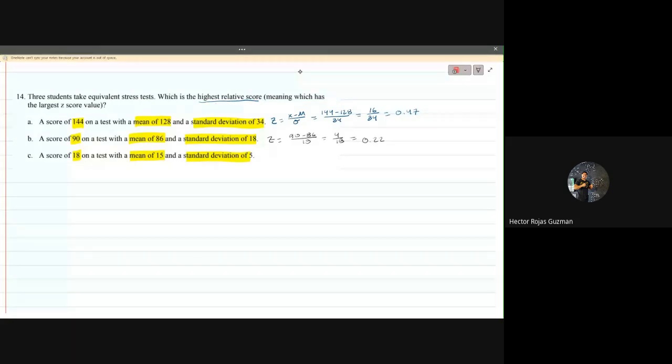And the last student scored an 18, but the mean is 15 and a standard deviation of 5. That would be 3/5, which is 0.60 or 0.6. And there you have it. C, the student who scored an 18 on a test in which the mean was 15 and the standard deviation was 5, that student's z-score is significantly higher than the other ones, right? So relative to everybody else, student C scored the highest one. That is how you can use z-score to compare results where data is vastly different.